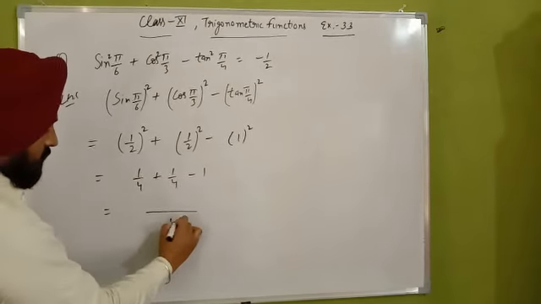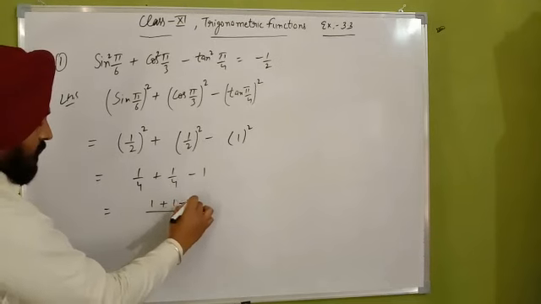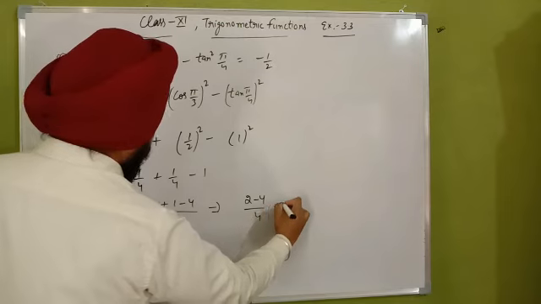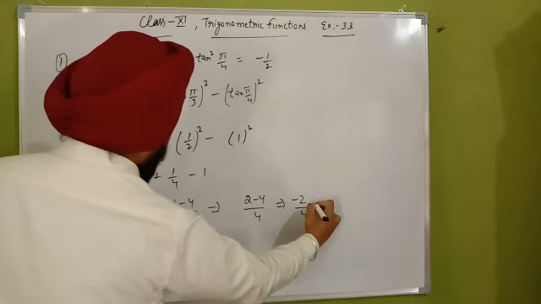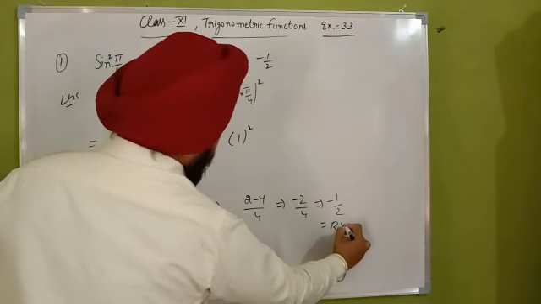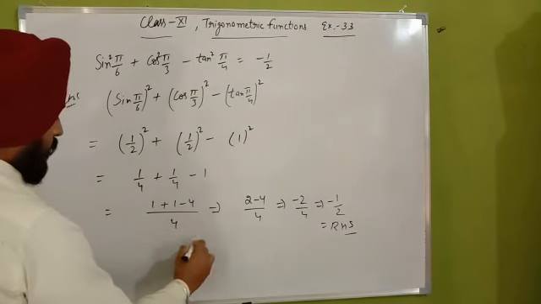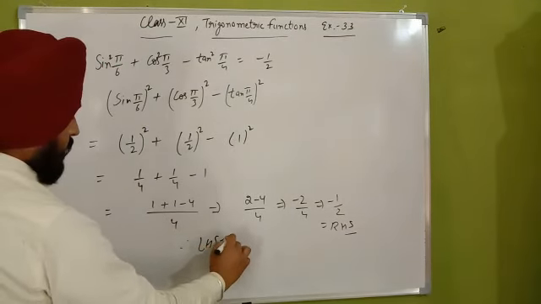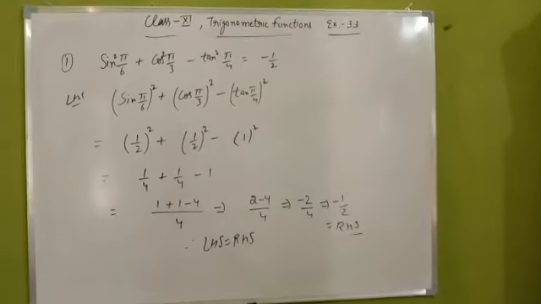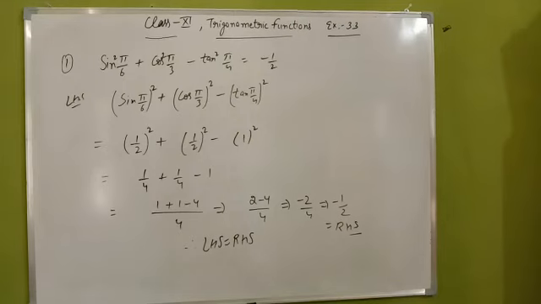Now take LCM there. 1 plus 1 minus 4, that will be equal to 2 minus 4 upon 4. That means minus 2 upon 4. It implies minus half, which is our right hand side. That's all. So therefore we can say left hand side is equal to right hand side. Clear? Very simple question based upon the basic concepts of trigonometry.